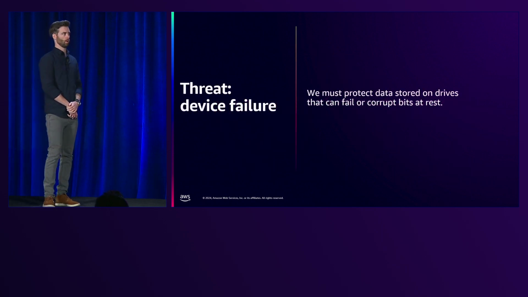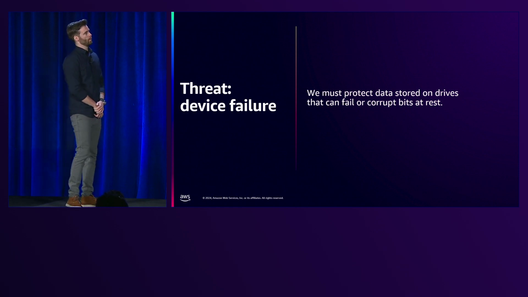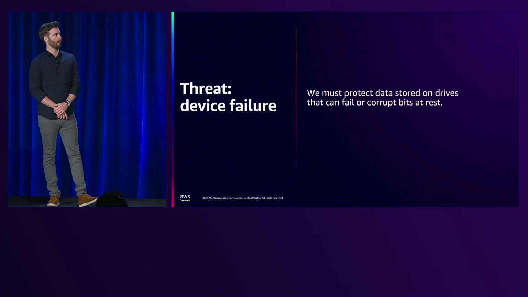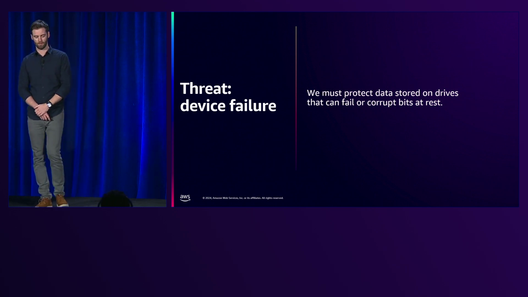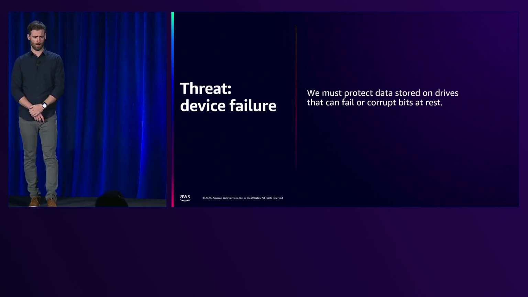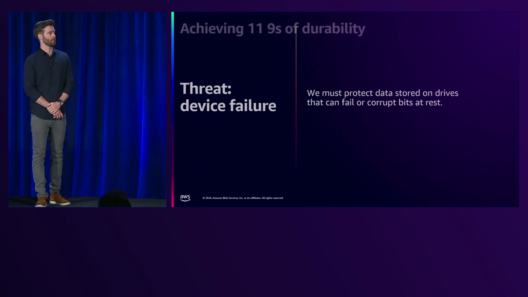So very first one, we'll start with a problem statement. This is our drive failure. We must protect data stored on drives that can fail or corrupt bits at rest. Corrupting bits at rest is really just a reality of storage media. When you're storing bits on hard disk drives, they can fail and they can corrupt bits. So we think about that. So what are the actual mechanisms we have to protect ourselves against that?